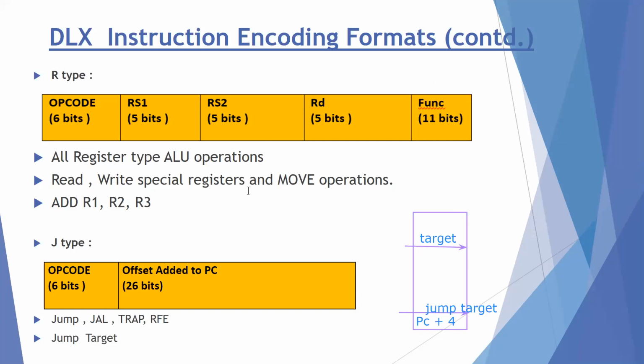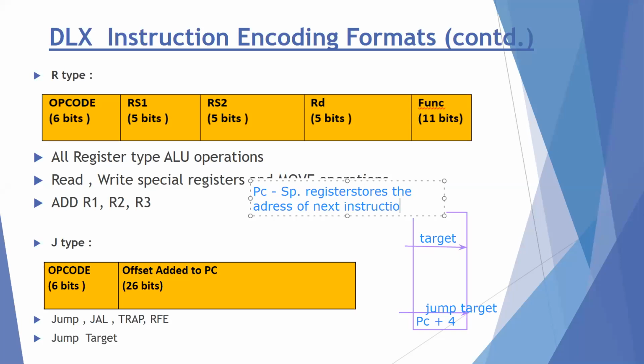What is a program counter? It's a special register which is there in the processor. This special register stores the address of the next instruction in the sequence.